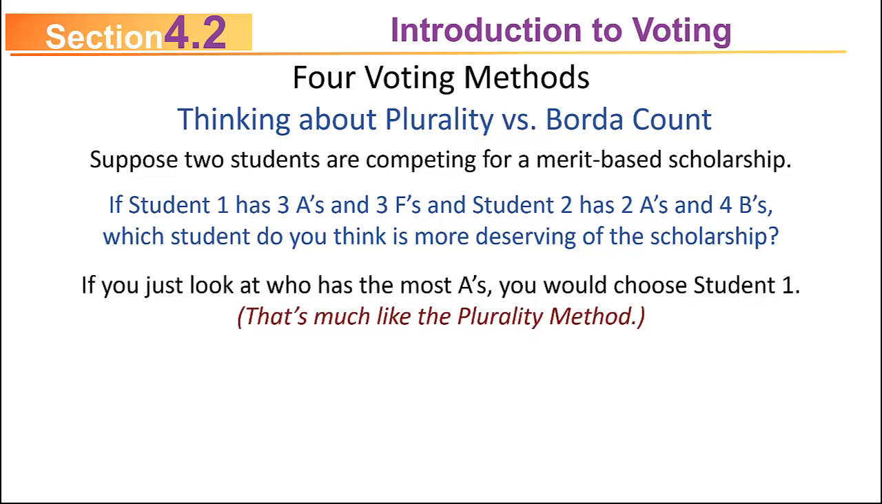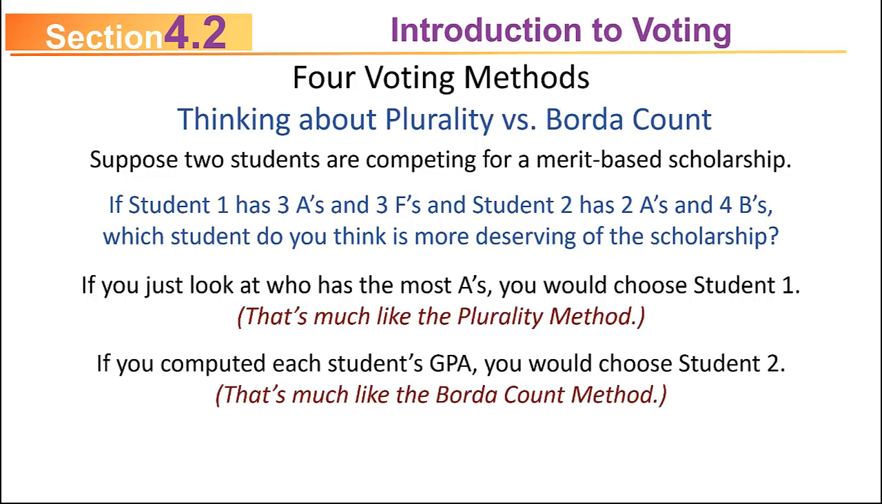If you just look at who has the most A's, you would choose student 1 because student 1 has 3 A's, student 2 only has 2 A's. That's sort of like the plurality method. The plurality method only looks at the top level preference. That's sort of like looking only at the A's that a student has. On the other hand, if you computed each student's GPA, you would find out student 2 has a better GPA than student 1. That's considering all the students' grades, not just the highest grades. That's sort of like the Borda Count method.